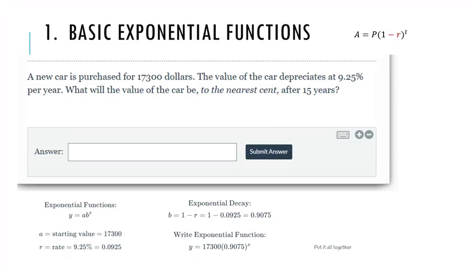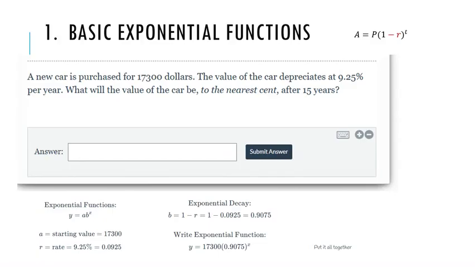Okay, they give you this little formula right here. We're going to plug things into that formula. So it says A equals P times 1 minus R, because it's depreciating, raised to the T. Okay? All right, so we have amount. We're trying to find it. $17,300 times 1 minus the rate, which is 0.0925, raised to the 15.